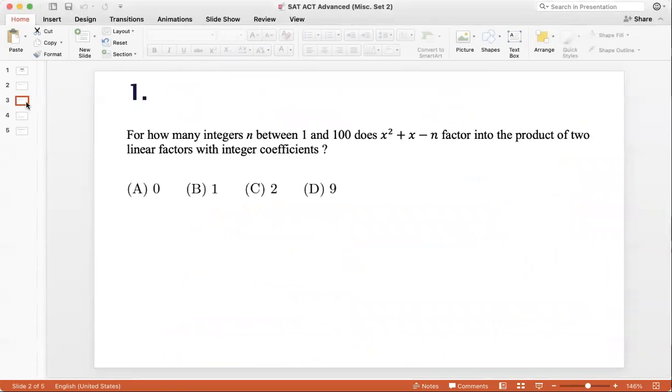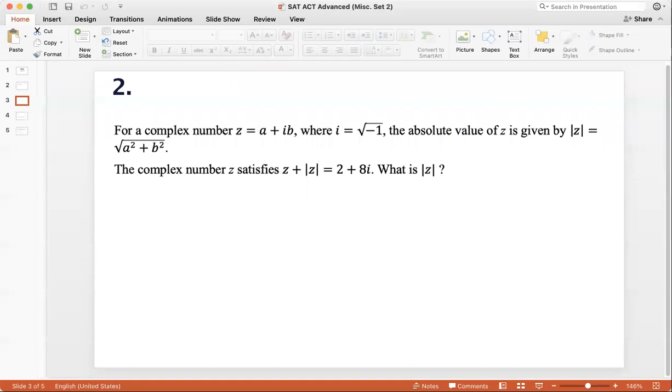Okay, let's go to the second question. For a complex number z equal to a plus ib, where i is the square root of -1, the absolute value of z is given by mod z equal to square root of a squared plus b squared. The complex number z satisfies z plus mod of z is 2 plus 8i. What is mod of z?